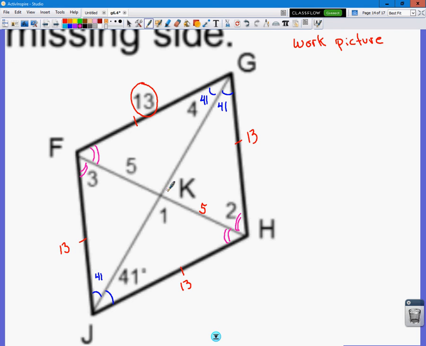Well, what else do we know about the diagonals? Not only did they bisect opposite angles, how did they meet here in the middle? Look at the properties of a rhombus. What does it say? The diagonals are perpendicular. So this is going to be 90 degrees, which means each one of these in the middle is how big? 90 degrees.